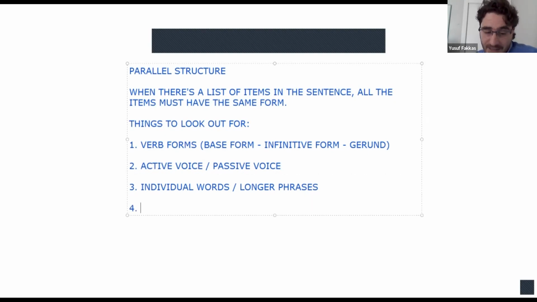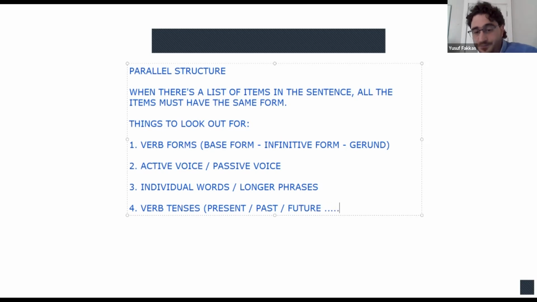We can also add here something that's not mentioned in the video, which is the verb tenses, okay? All the verbs in the list, again, I'm just saying if the verbs are in the same list, they should all be in the present, or all of them in the past, or all of them in the future, and so on. So what is the difference between the past and the present? Sorry? What's the difference between form and tense? Okay, tense refers to the time, right? Present, past, future. The form has nothing to do with the time. It's just a different way of writing the verb.